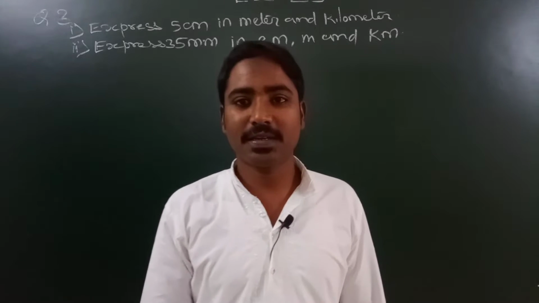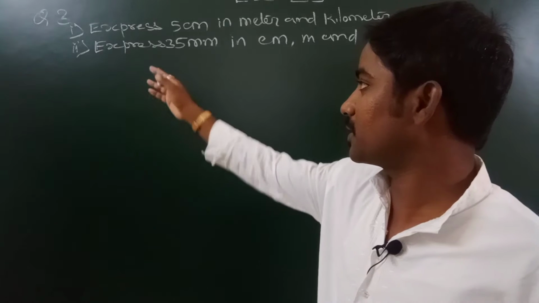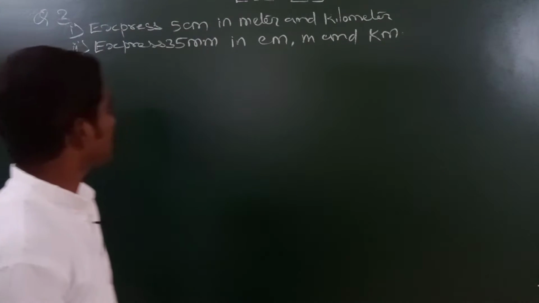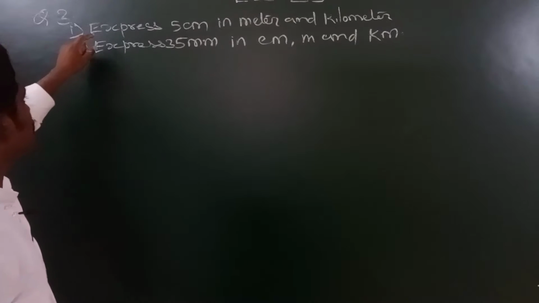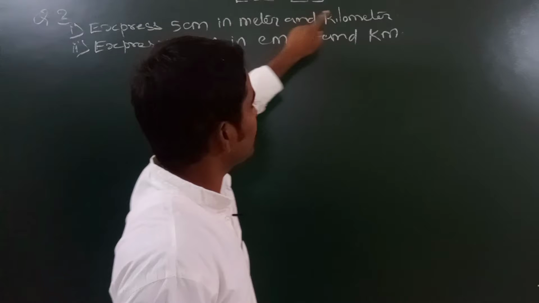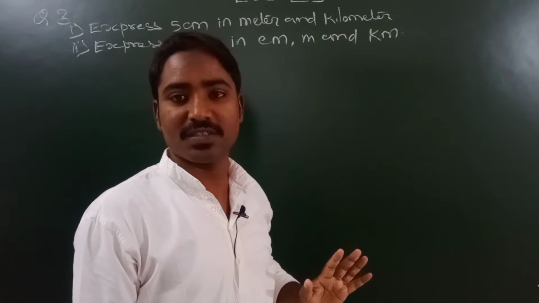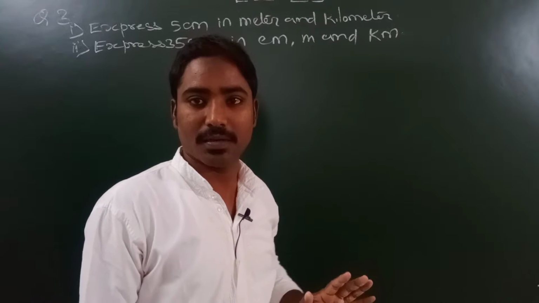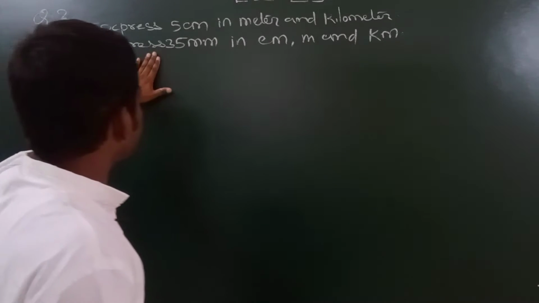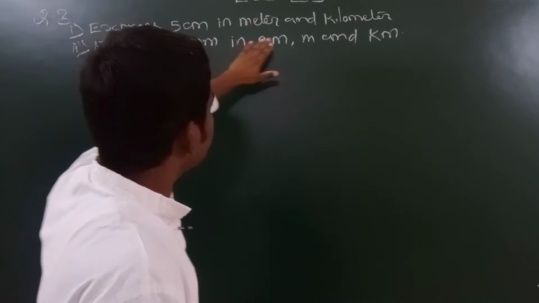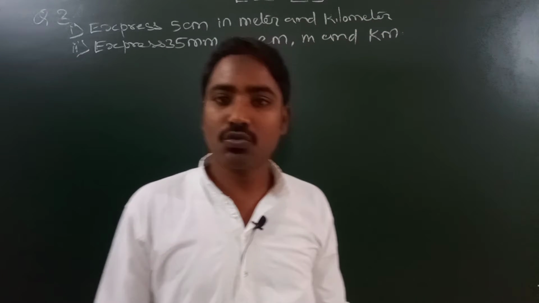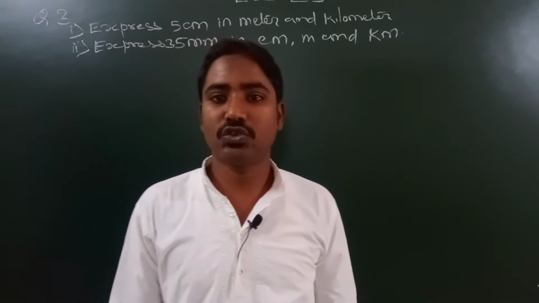So in today's session, we will solve question number 3 of exercise 2.5. Here, question number 3 is asking you to express 5 centimeter in meter and then kilometer. This is the first segment of question number 3. Now the next segment is asking you to express 35 millimeter in centimeter, meter and then kilometer. So one by one we will solve these two segments.